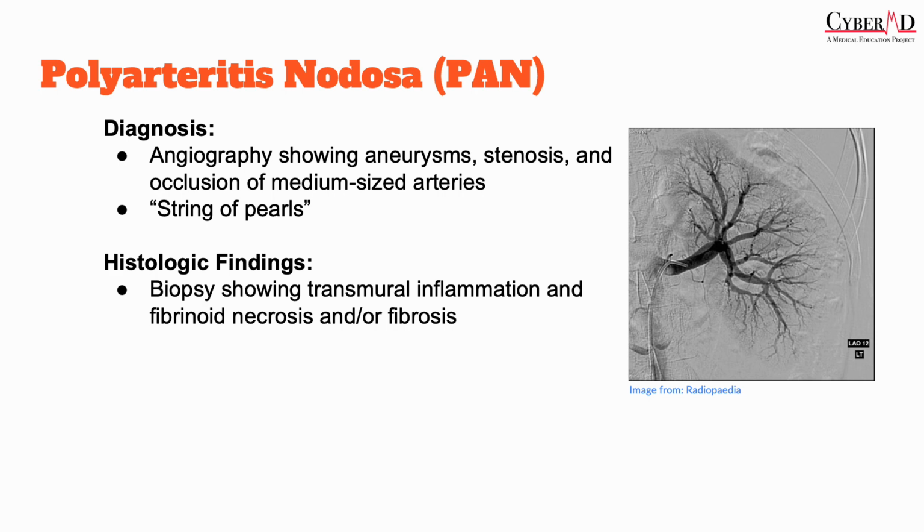Classically, the way in which the angiography findings are described is a string of pearls. This is due to outpouchings of the blood vessel, which are small aneurysms, that are occurring due to the weakening of the vasculature where the fibrinoid necrosis is occurring. You can see this slightly in the image on the slide if you zoom in, where there are dark circles all next to each other in a line. Keep in mind that this is a buzzword and is unlikely to show up on your exams, so you should think of other ways that they may describe this.